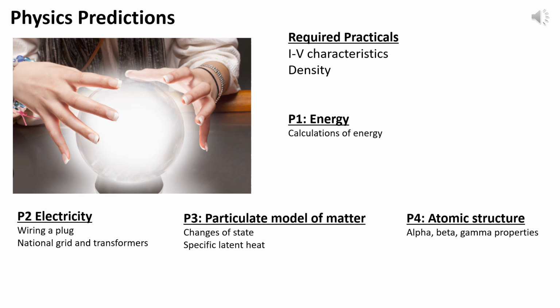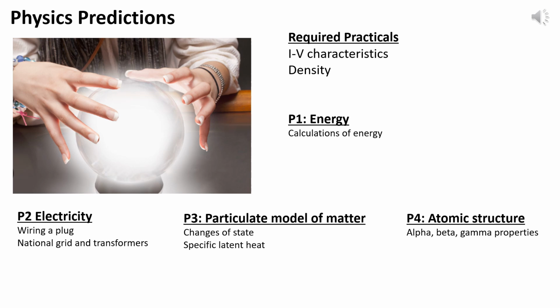Physics predictions. Obviously we don't know what's coming up in the paper, but based on the previous years, these are the predictions we've come up with. Required practicals: IV characteristics, and density, specifically of an irregular shape. P1 energy, calculations of energy. Please make sure you use the equation sheet and make sure that you check what the other variables are for energy, because there are a lot of equations that include energy in the equation.